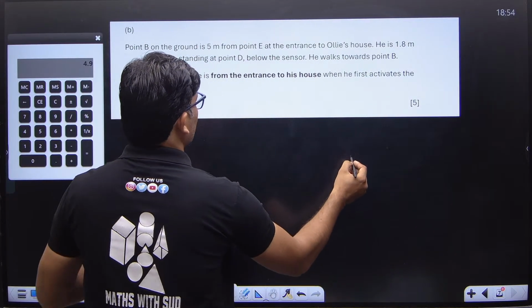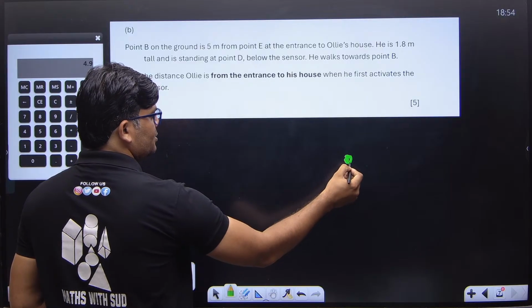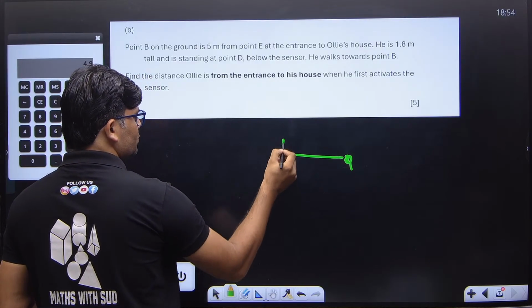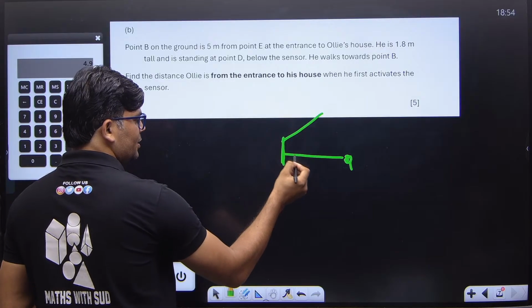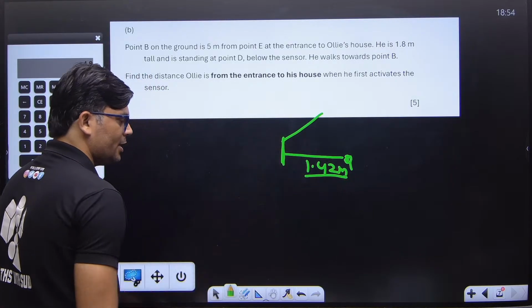Find the distance Oli is from the entrance to his house. So from the entrance to his house when he first activates the sensor. So when he first activates the sensor, he is at a distance of 1.42 meter. This is the right answer.